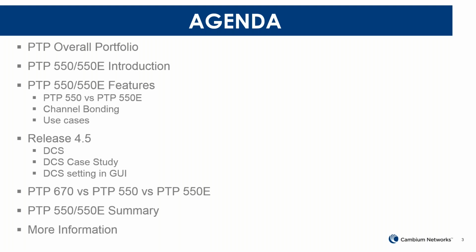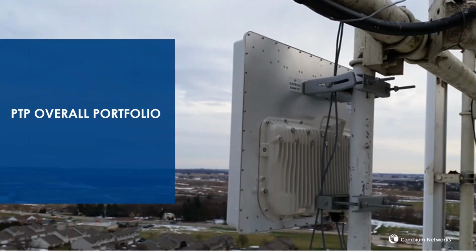We'll also spend a few minutes talking about a case study that we had conducted, and provide a sneak preview on how to set up the GUI and configurations. Finally, we'll end mainly with a comparison between the PTP 670, the PTP 550, and 550E: what are the key differences between them and how to choose the right product. Lastly, we'll focus on a summary of 550 and 550E and provide some more information.